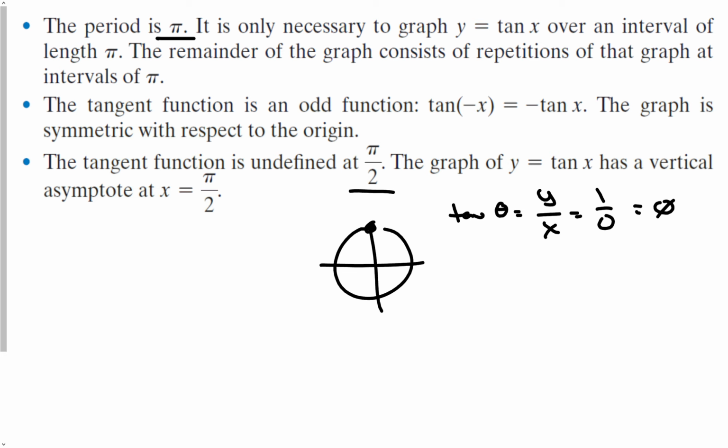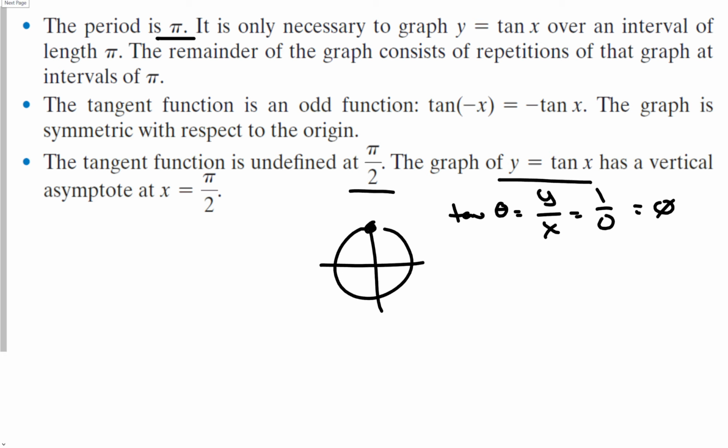Okay, so now when we're graphing y is equal to tangent of x, when our input is this angle, if the angle is pi over 2, the tangent is going to be undefined. And when functions are undefined, they have some sort of discontinuity in them. And in this case, it's going to be a vertical asymptote.